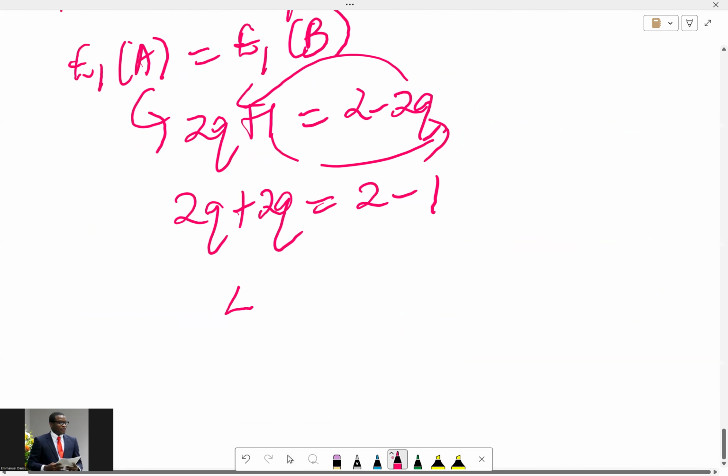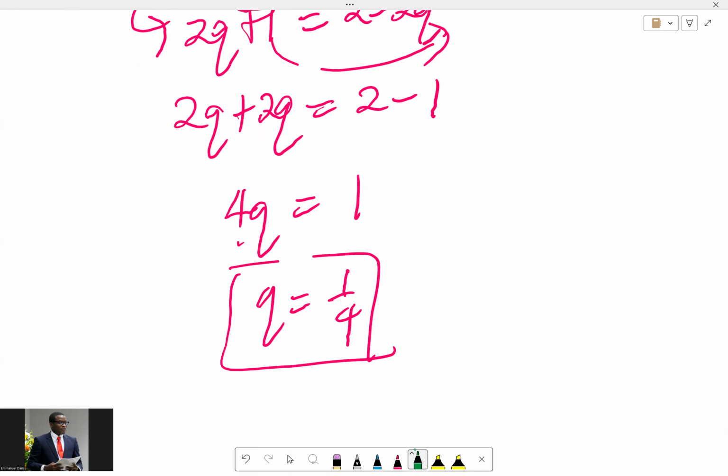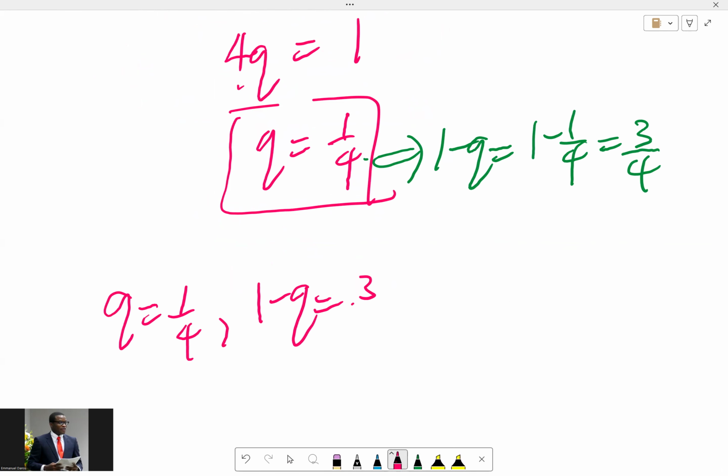So that is 4q equals 1. Okay. So meaning that q is equal to 1 over 4. All right. Of course, this simply implies that 1 minus q will simply be 1 minus 1 over 4, which is 3 over 4. So we have the q's settled. So we have q to be 1 over 4, and we have 1 minus q to be 3 over 4.